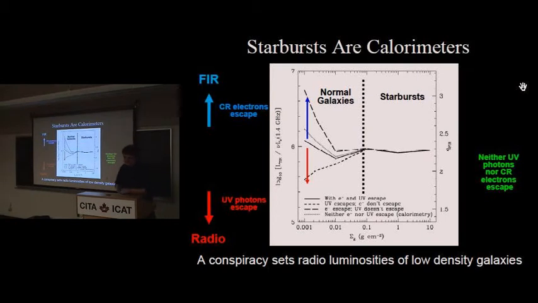Whereas in these high density starbursts, neither the UV nor the cosmic ray electrons can escape. So they're trapped, and you have calorimetry.